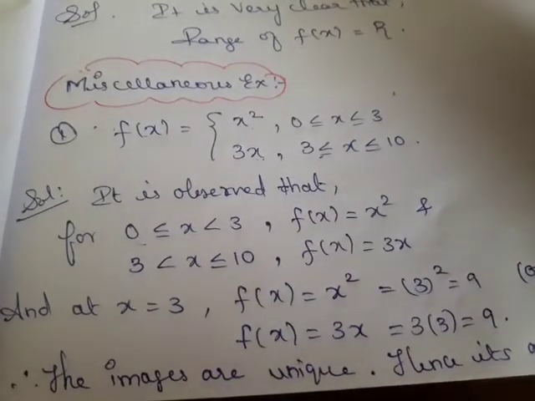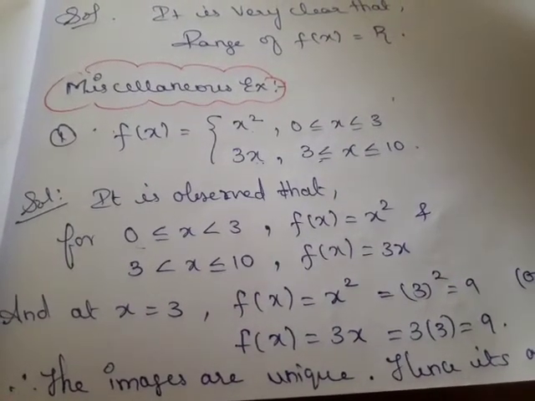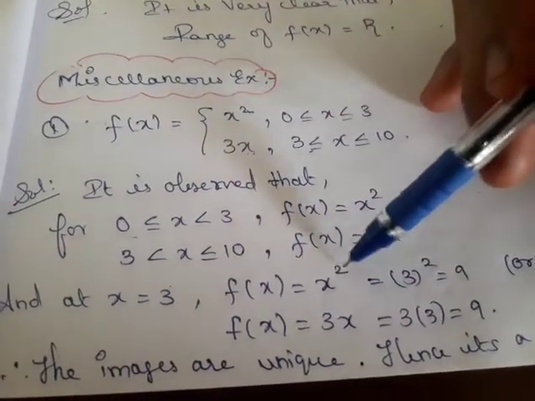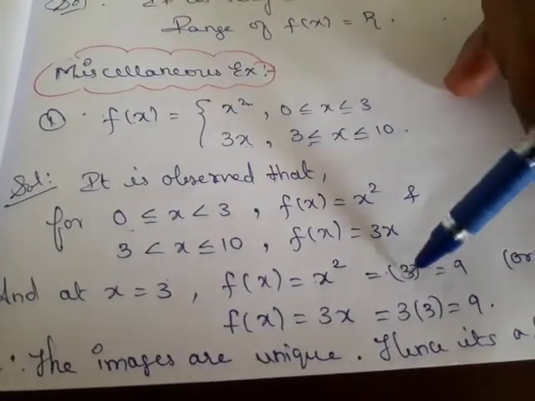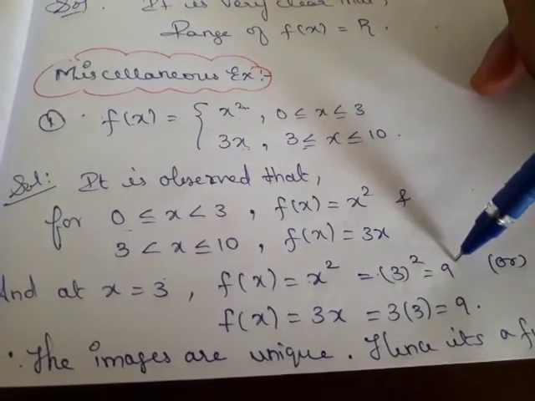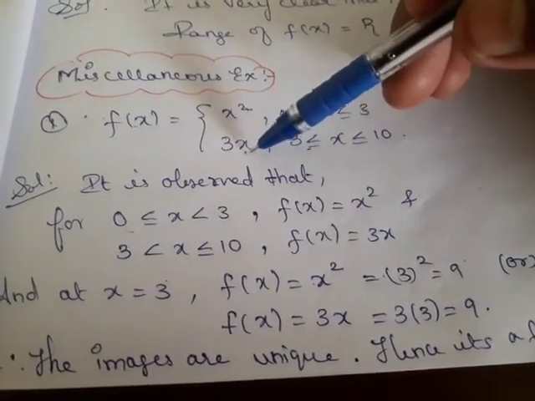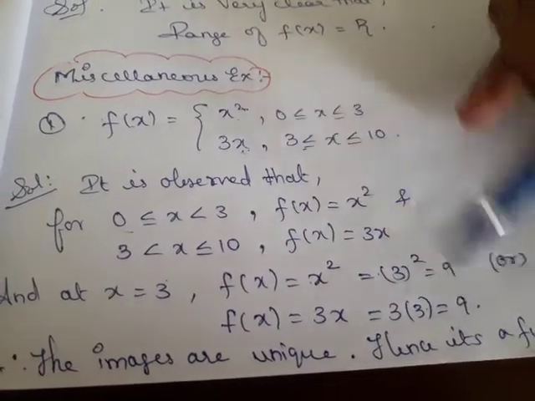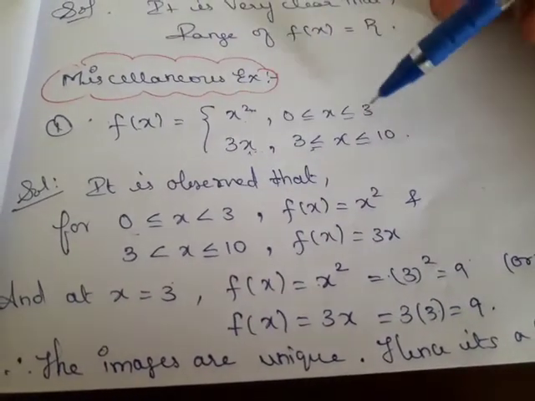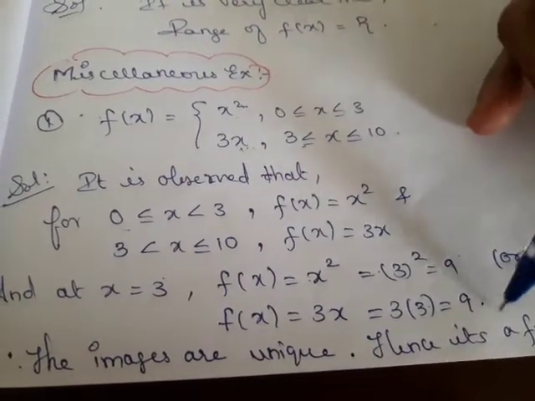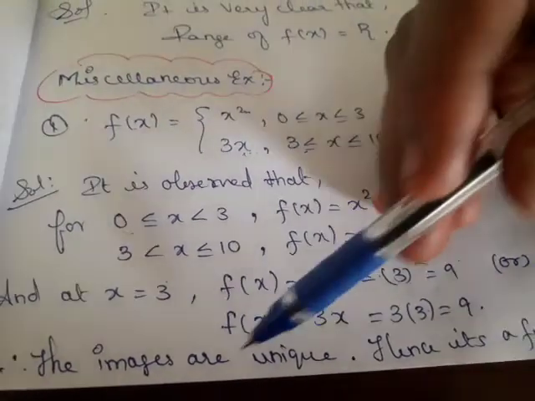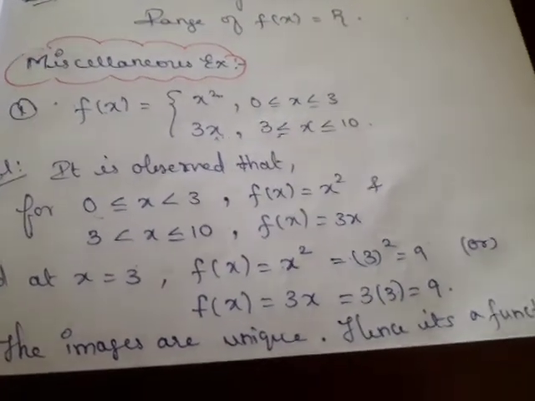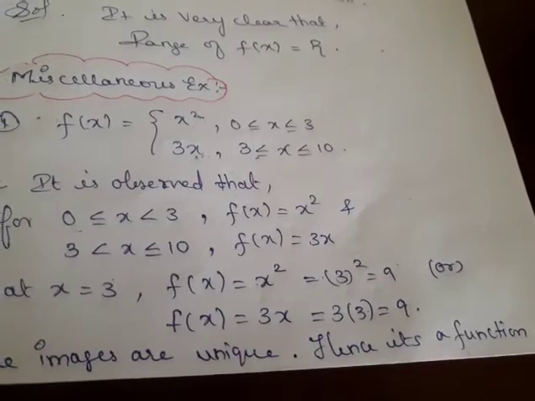So at the point 3, what will happen? Let us analyze. At the point 3, if I take this definition, x square with x equal to 3, so 3 square will become 9. But suppose I take the other definition, what will happen? 3 into 3, again I am ending with 9. So whichever definition I choose at the point 3, it gives the same answer. Therefore, the images are unique only. The images are unique and hence it's a function.